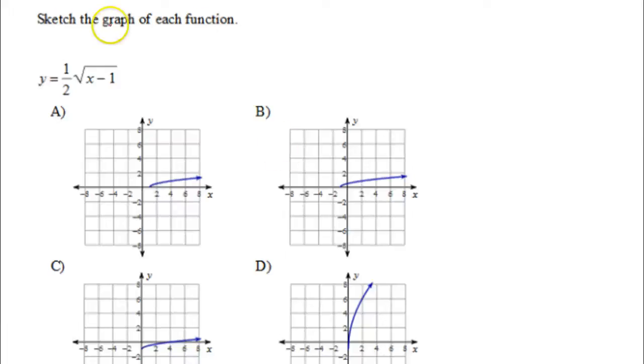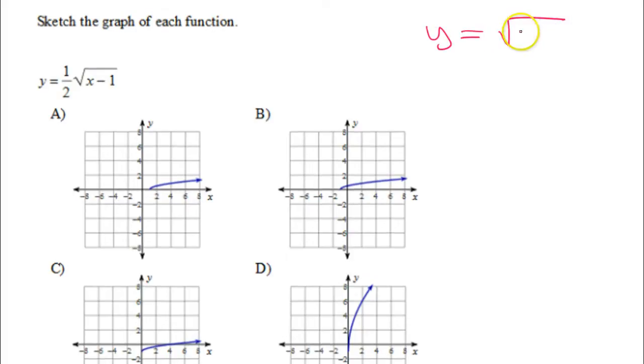Let us sketch the graph of this square root function. Now, the first thing you need to understand is you need to have a basic understanding of what the parent function square root of x looks like. And here it is. The square root of x graph is going to start from the origin and curve off to the right like this.